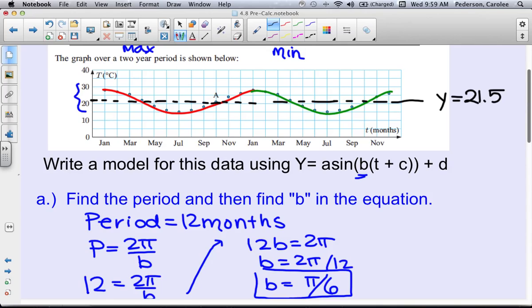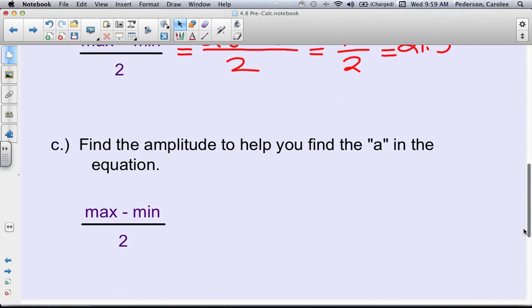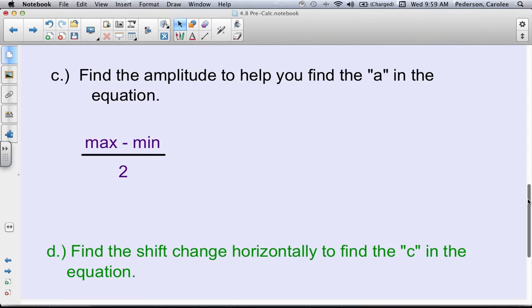Now what we want to do is find the amplitude next. How far up from the principal axis and how far down does my sine wave go? What is that height? So now we're going to subtract the maximum and minimum, the distance between the maximum and minimum, and then divide by 2. And that will help you to find the a in the equation.